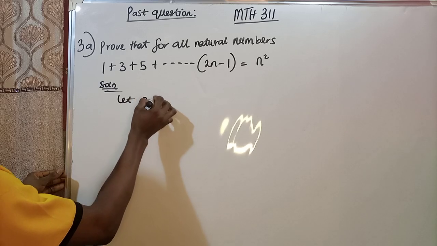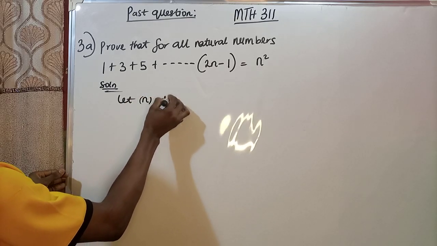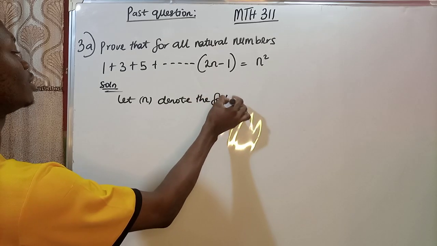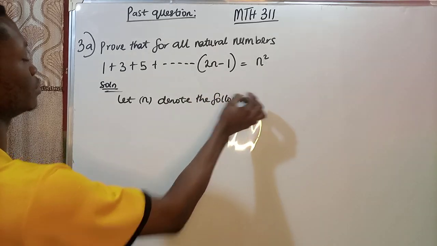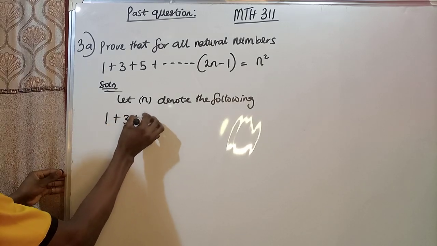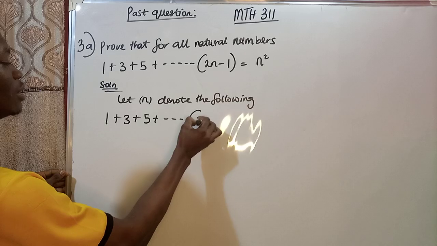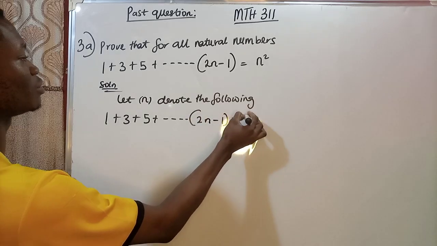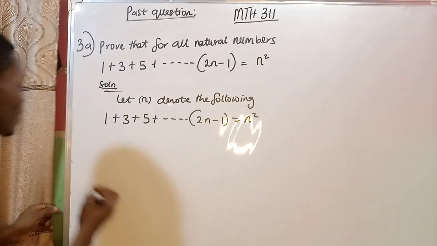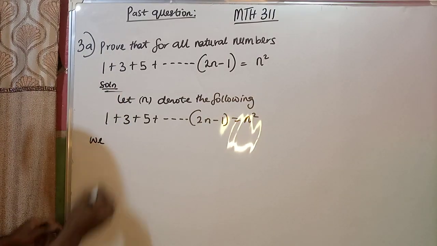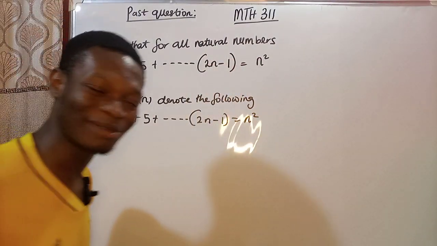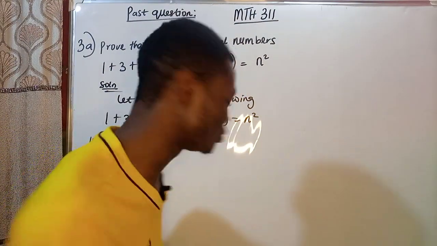Let n denote the following. So we're going to just repeat this: 1 plus 3 plus 5 plus dot dot dot plus (2n minus 1) is equal to n squared. Now the argument comes. We need to show. Tell your brother, we need to show. Tell him now, I'm not hearing you. Say we need to show.